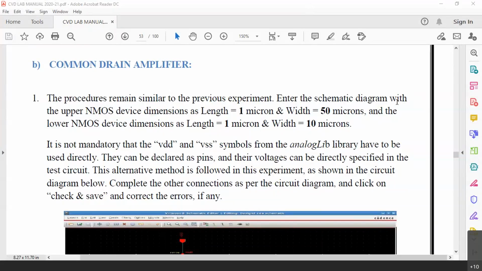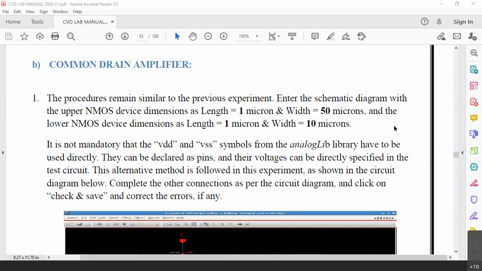Enter the schematic diagram with the upper NMOS device dimensions as length equals 1 micron, width equals 50 microns, and the lower NMOS device dimensions as length equals 1 micron, width equals 10 microns. In today's case, the upper device is the amplifier transistor and its width we are keeping purposefully high, and the lower device's width is 10 micron because we are using it as a resistor now.